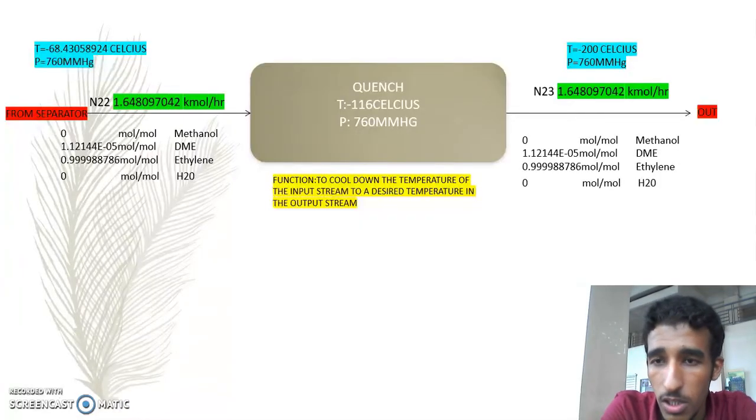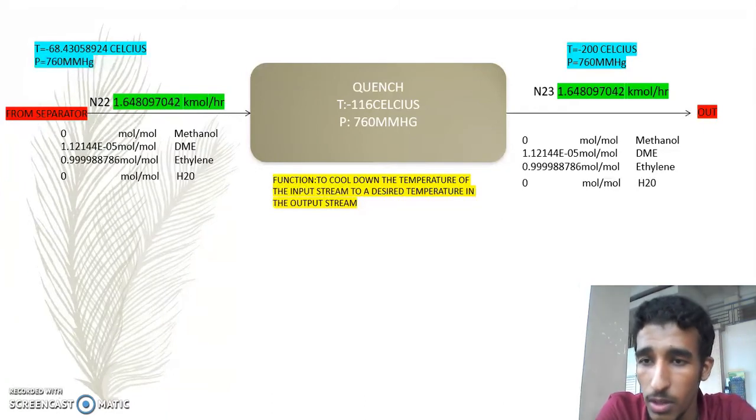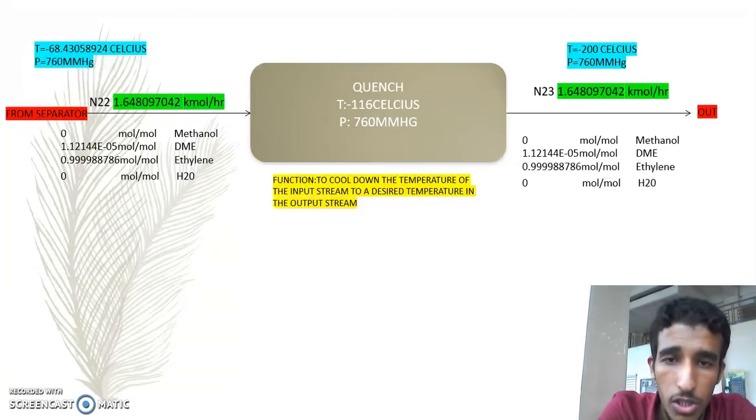The quench is basically the function to cool down the temperature of the inlet stream. The inlet stream is coming from the separator, which is the upper stream in the separator, at 1.6 km per hour. The temperature of the quench is minus 116 degrees Celsius and pressure 1 atm.